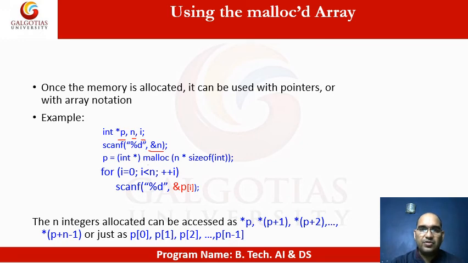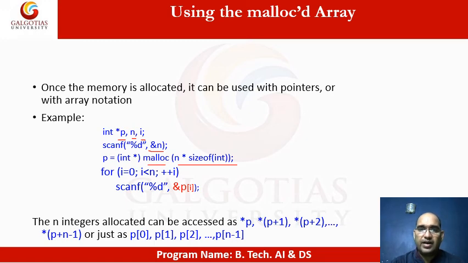Then we have used the malloc function to create the space for n number of elements of integer type. So now how can we store values in p? We are using the array notation to store the values. Although it is created using the malloc function, we are using p as we do an array. So we simply write scanf %d and then &p[i]. i is 0, so p[0].